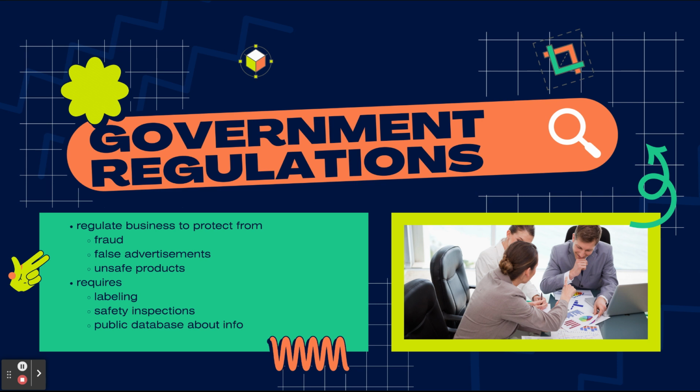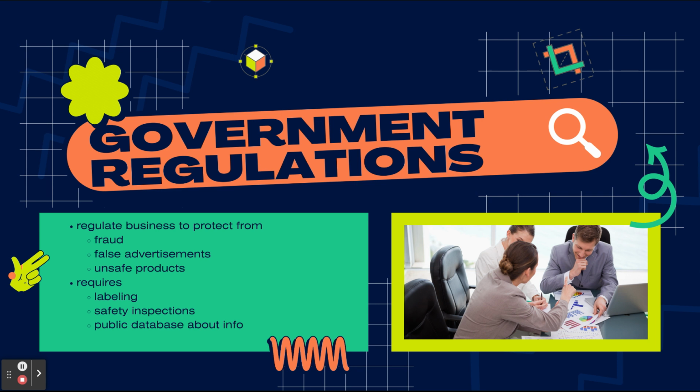However, there are also government regulations that are put in place to make sure that people have the information that they need in order to truly make an educated decision on what they are purchasing. These regulations have dated back to the early 1900s. There are a lot of laws which regulate businesses to protect individuals, or consumers, from fraud, false advertisement, and unsafe products. So there are different requirements that individual businesses need to put in place in order to ensure that those things don't happen. It also requires businesses to properly label the things that they're selling.